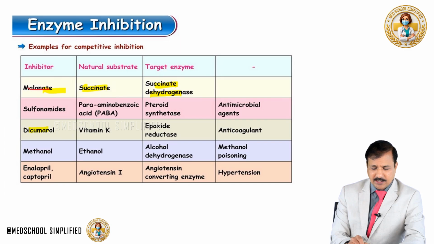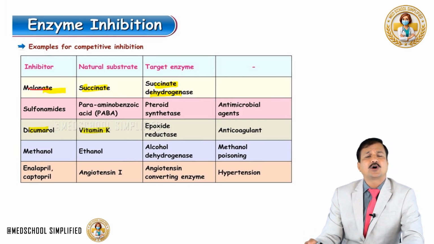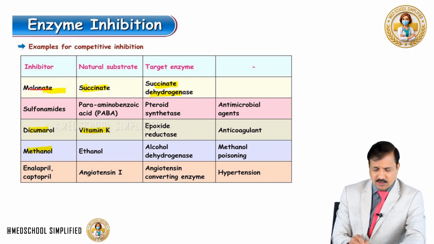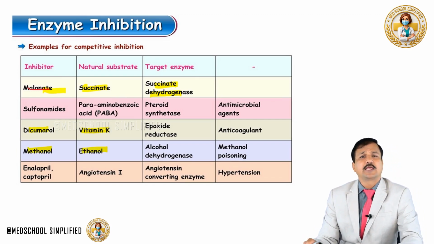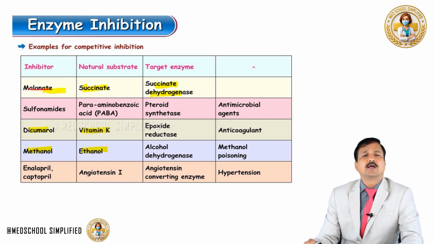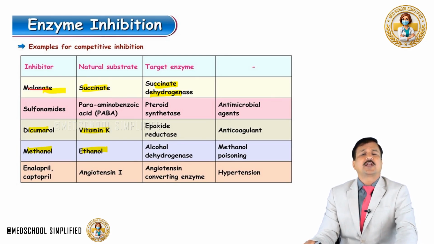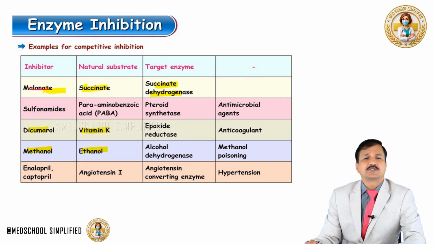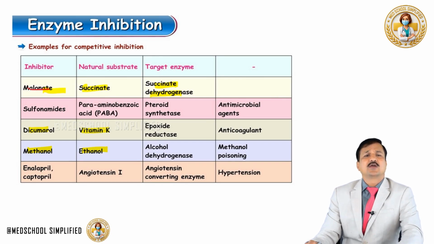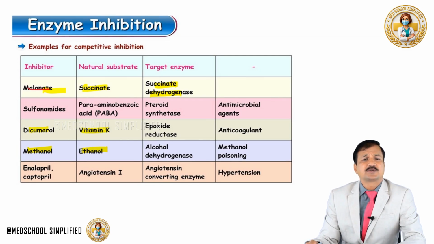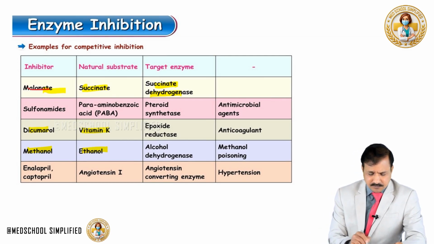Dicumarol is a competitive inhibitor of vitamin K for the epoxide reductase enzyme, and it is used as an anticoagulant. Methanol is going to compete with ethanol for alcohol dehydrogenase, and this happens in methanol poisoning. The treatment or antidote for methanol poisoning is ethanol, because when we give ethanol, which is a natural substrate, it's going to compete with methanol for alcohol dehydrogenase.